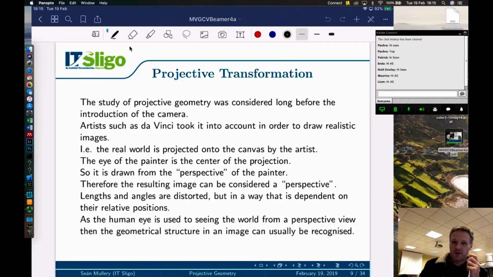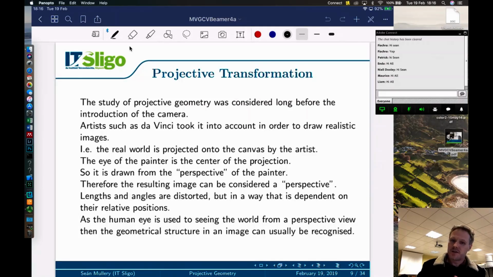So the real world is projected onto the canvas by the artist, and the eye of the artist or the painter is the center of the projection. So it's drawn from the perspective of the painter. Therefore, the resulting image can be considered a perspective. Okay, so these are the kind of terms: the perspective and the projection. They're both related. Lengths and angles are all distorted, but in a way that is dependent on their relative position. So it's not like they're just distorted in some sort of arbitrary or random sort of way. They're very much distorted, related to where they are in the image and how far they are distant.